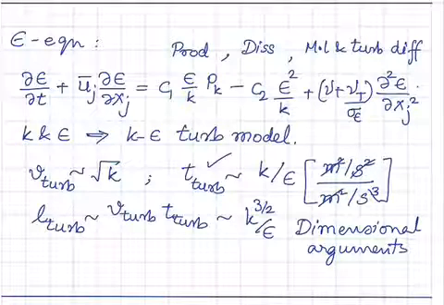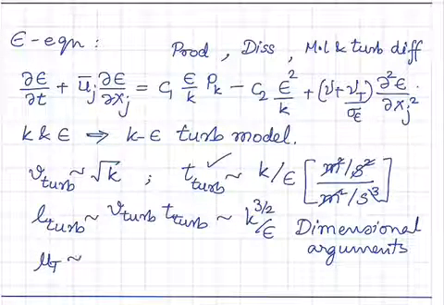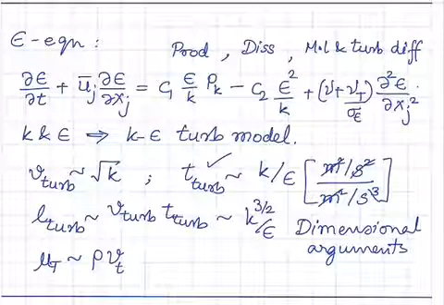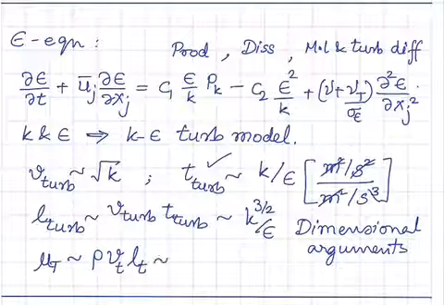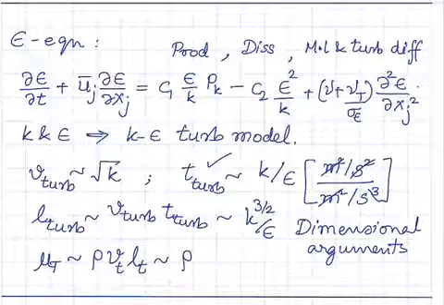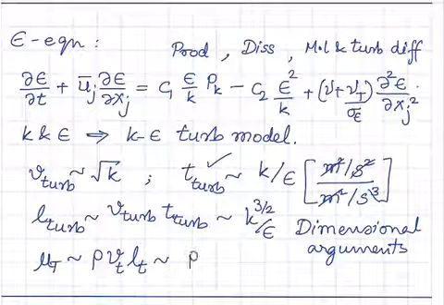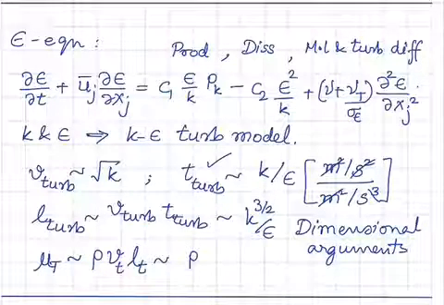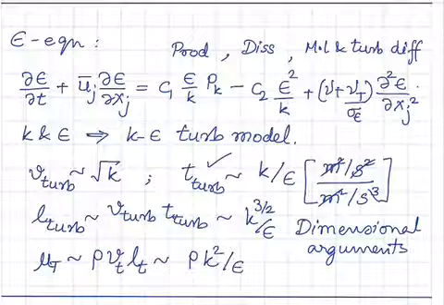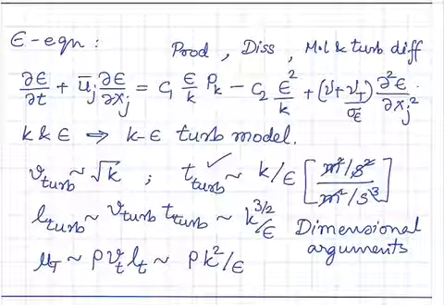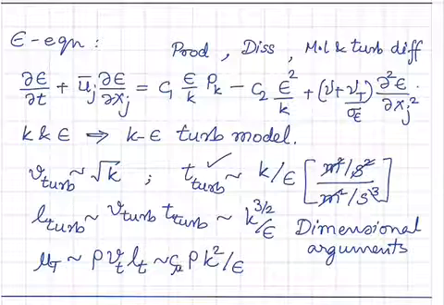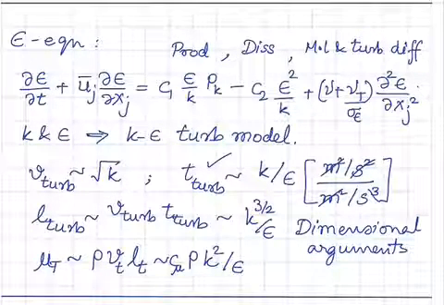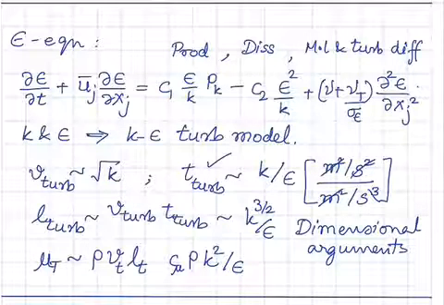And if you now go back and remind ourselves, the eddy viscosity mu t is rho times v turbulent times L turbulent. It will be rho times v, which is square root of k, times L, which is k to the power 3 halves by epsilon, so it becomes rho k square by epsilon. In fact, we put an empirical constant there to make it an equality.